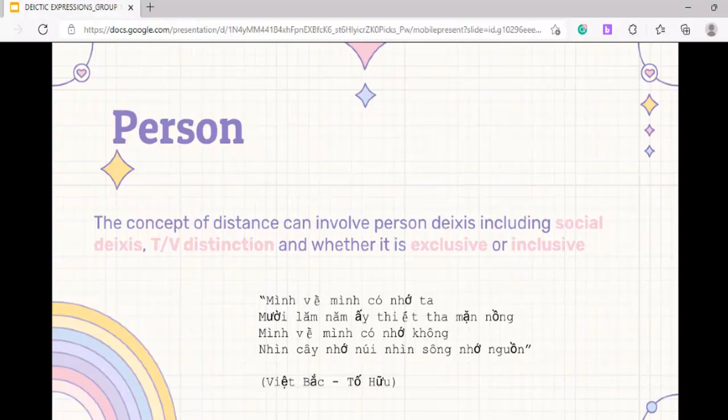So talking about the association between person deixis and distance, let me introduce the poem Back by Tố Hữu. You can see that the author used the pronouns mình and ta to create a feeling like this is a conversation between people who are very close, very familiar with each other. And we as readers can feel the unwillingness of the people who are about to leave each other. So let's move on with spatial.